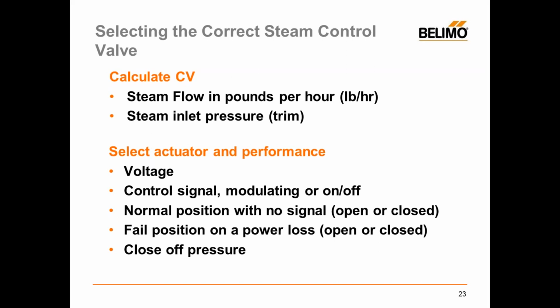To select the actuator, we have to know the voltage, the control signal, is it modulating or on-off, the normal position with no signal, and then the failed position like we went over before, and possibly the close-off pressure.